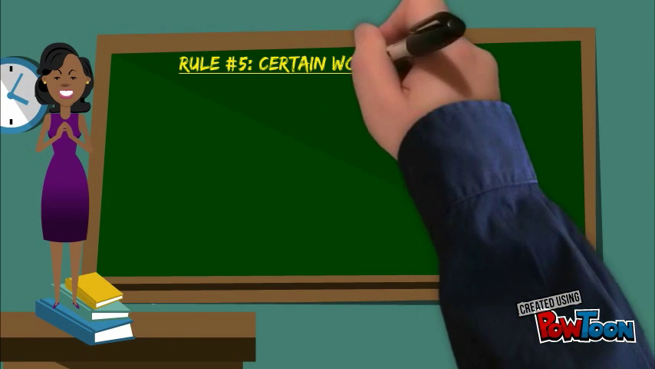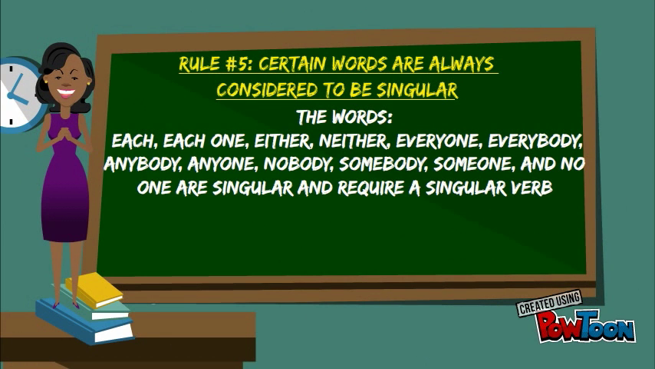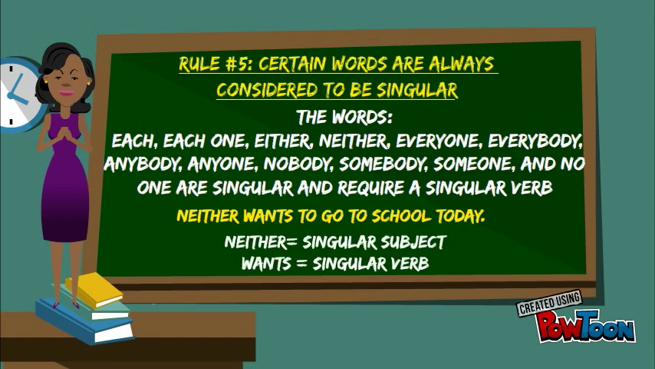Rule number 5, certain words are always considered to be singular. View the words below. If you see any of these as your subject, you want to make sure that you are following this with a singular verb, because these words are always considered to be singular.